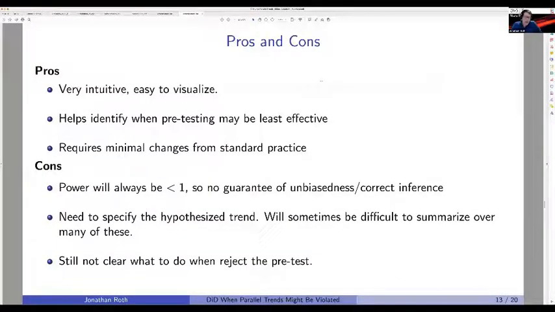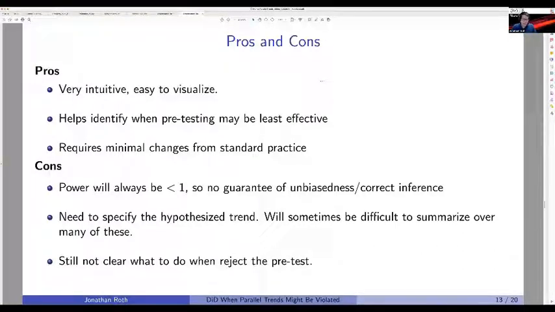So what I like about this diagnostic approach is that it's very intuitive and easy to visualize, and it helps identify the cases where pre-trends testing may be least effective. Another nice thing about it is it requires minimal changes from standard practice, right? You can run the same specifications that you've been running before, and just think a little bit harder and visualize a little bit more what types of violations of parallel trends you can rule out.